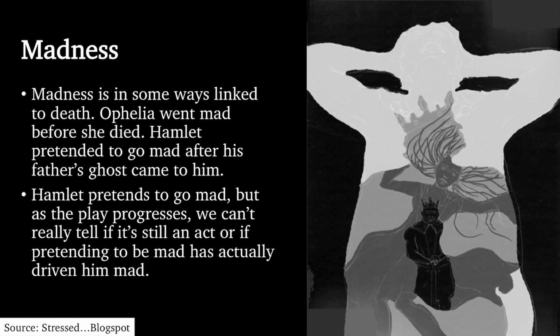The other major theme is madness, and madness is in some ways linked to death. Ophelia went mad before she died. Hamlet pretended to go mad after his father's ghost came to him, but as the play progresses, we can't really tell if it's still an act or if pretending to be mad has actually driven him mad. So we as the audience are never entirely sure.